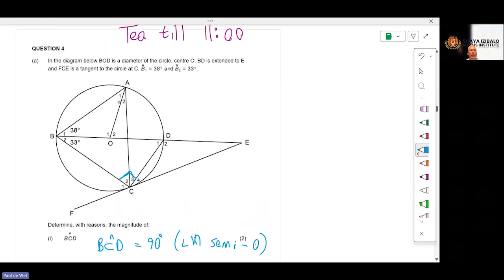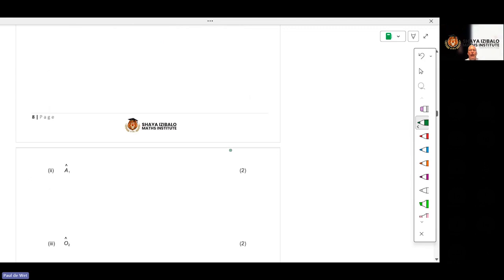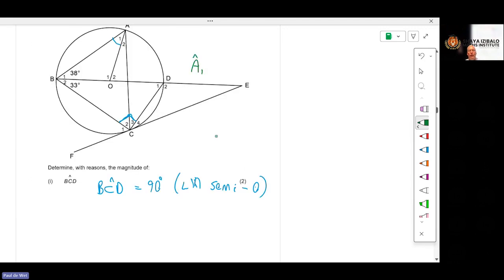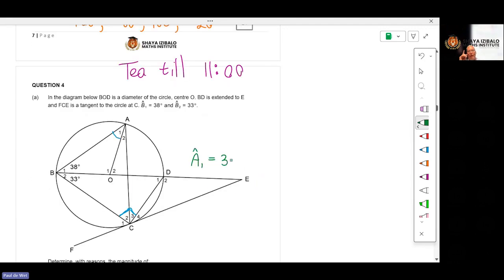Now, I'm going to write my solution here so we can still see the diagram. Angle A1. I want you to give me all the reasons and I want you to try and explain it fully, so for a learner who's not sure. You are right, angle A1 is 38 degrees. Guys, this question is 2 marks. If you just say A1 is 38 degrees, 1 mark only, okay? I want you to explain why.